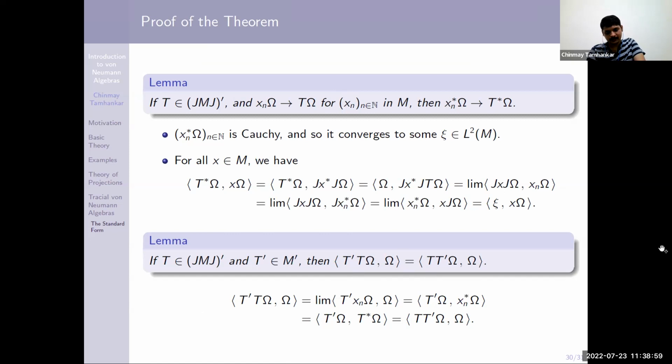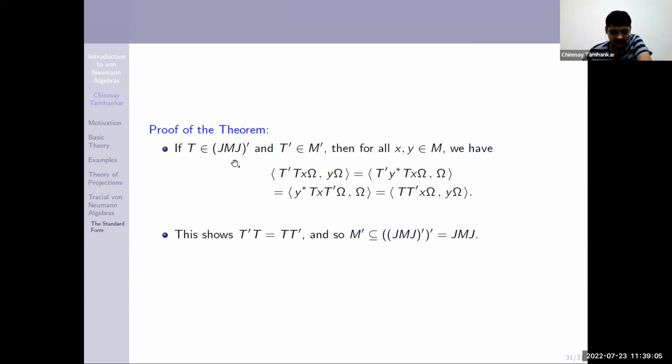And now using these two lemmas, particularly the second lemma, the proof of the theorem is very easy. So if T is in the J M J commutant and T dash is in the M commutant, then for all x and y in M, we have T dash T x omega inner product with y omega. You can bring this y here, and since it commutes with T dash, it can come inside. So it is this. But now this y star T x is in the J M J commutant again, and T dash is in the M commutant. So you can apply the previous lemma and flip these two. And again x commutes with T dash, so it goes inside, and we get T dash x omega inner product y omega is equal to T dash T x omega inner product with y omega.